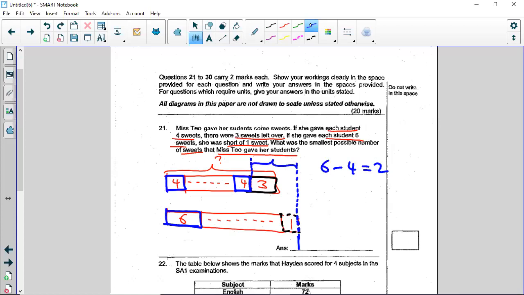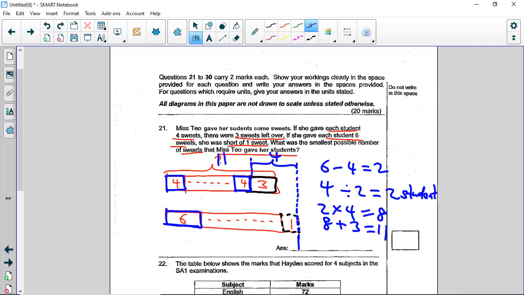In between the dotted line, how many is that? 3 plus 1, which is 4. So you're going to take 4 sweets and give to everybody 2 more. So how many students do you give away to? 4 sweets, give to everybody 2 more. You must have given away to 2 students, right? 2 students. So if there are 2 students, then how many sweets are there? Then you take 2 times 4, right? 2 times 4 equal 8, and then plus the excess. So 8 plus 3, so Miss Teo must have 11 sweets, right?